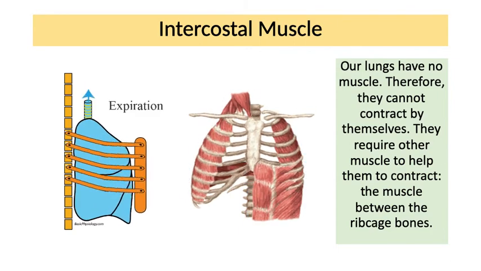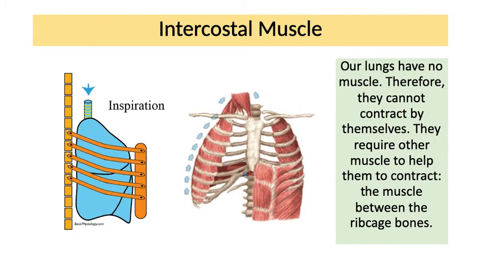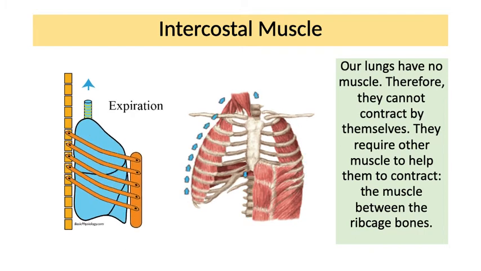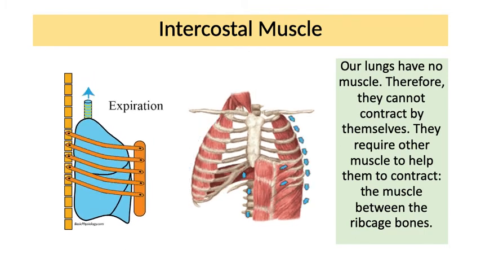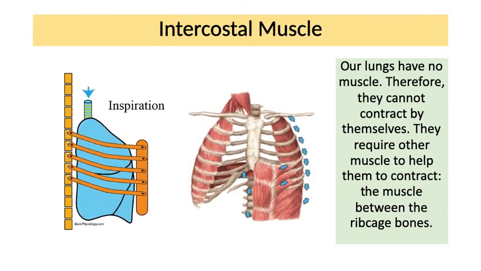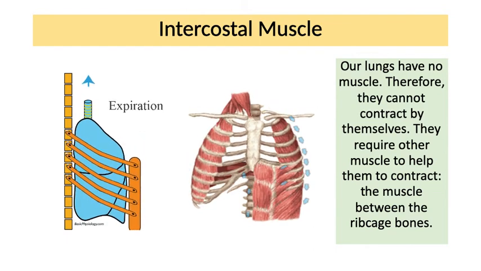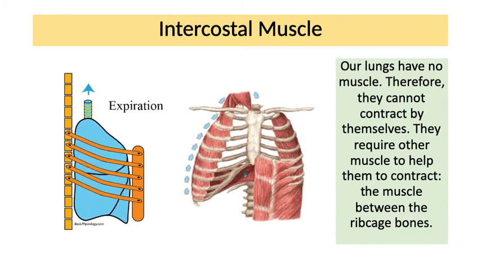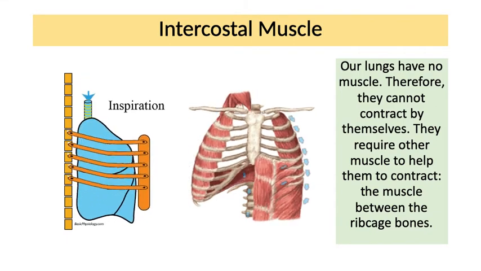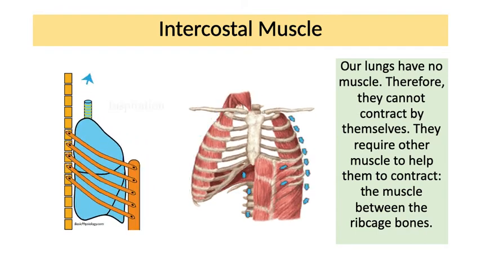So the first detailed step is about how our lungs can expand when we inhale and shrink when we exhale. So it's kind of like contraction, right? But the problem is our lungs are not made of muscles. So how can our lungs do that? How can they contract and relax, expand and shrink, without the muscle? So the answer is because we have intercostal muscle in between the bones in our rib cage.